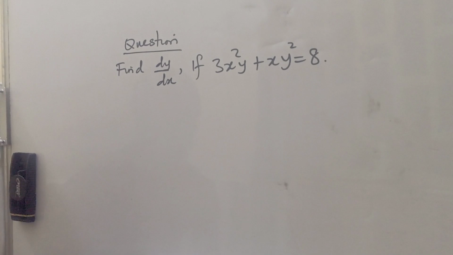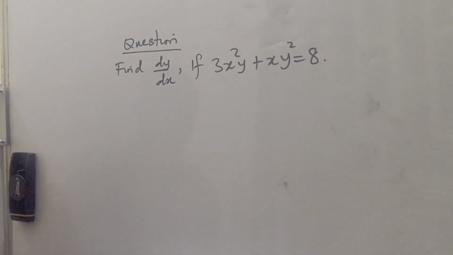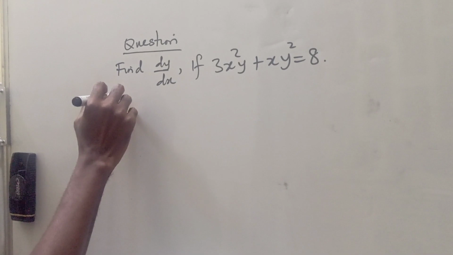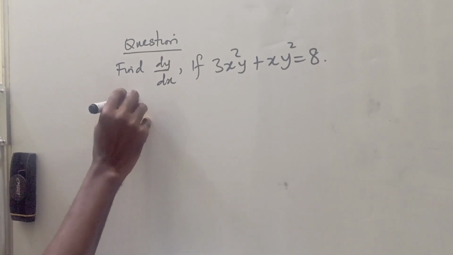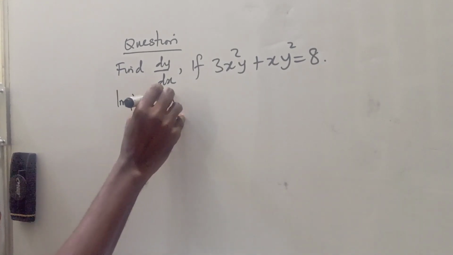Today we have a question on calculus. The question says find dy over dx if 3x squared multiplied by y plus x multiplied by y squared is equal to 8. So how are we going to solve this problem? First of all, we have to recognize something. This is a problem on what? Implicit differentiation.